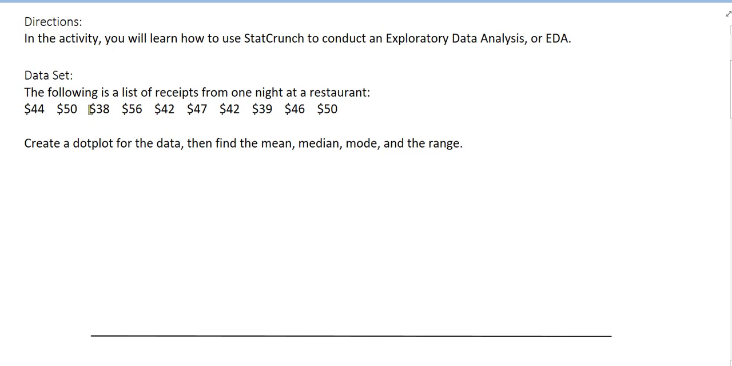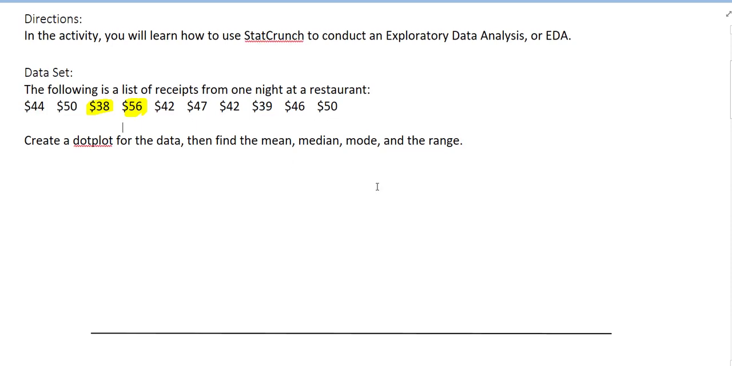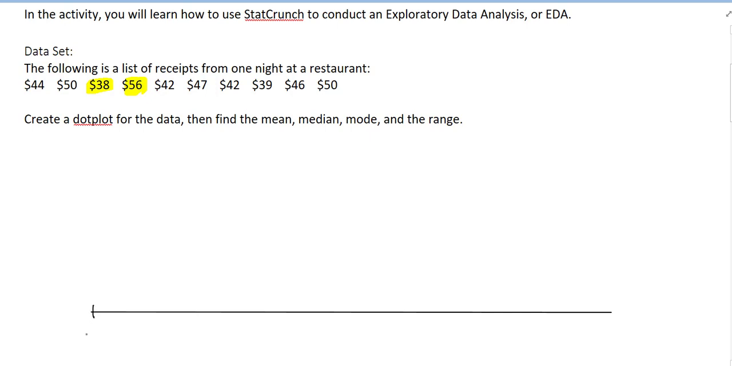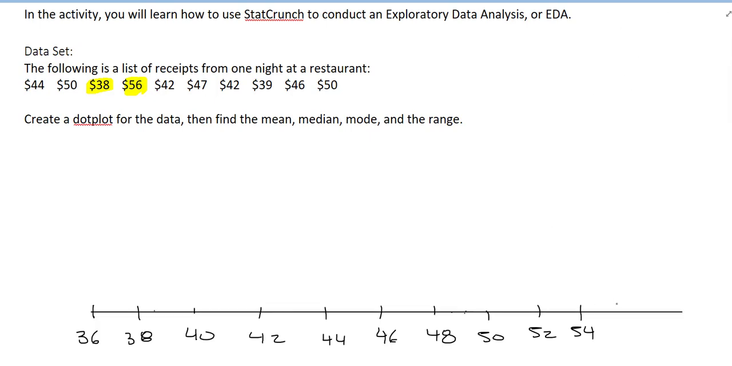Notice that our smallest value is 38 and our largest value is 56. Everything seems to be around the 40s. I don't necessarily want to go 38 as my lowest value, so I'm going to go 36, and then I'm going to go by twos. You can choose however you want. You can go by ones, you can go by fives, but everything is mostly even, so I'm going to go by twos. So I have 36, 38, 40, 42, 44, 46, and so on, up to 56 and 58. So I went 2 under my lowest and 2 over my highest.